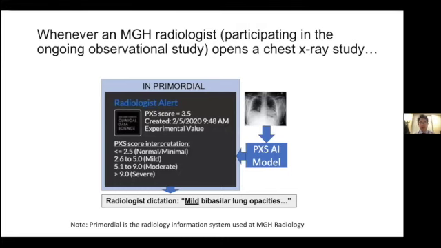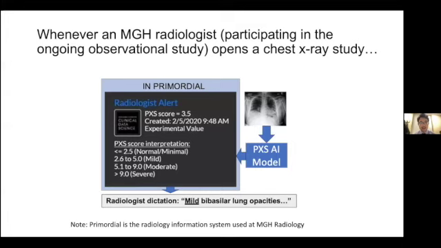So on the radiology front end, again working with the CCDS and Enterprise Medical Imaging and the team over there within the radiology department, we were able to get the PXS score delivered to the radiologists participating in the ongoing observational study within Primordial, which is our radiology information system. So anytime a radiologist in this study opens up a chest x-ray that was done at MGH, right along with the patient history, they will get this score, which will give you a severity score.